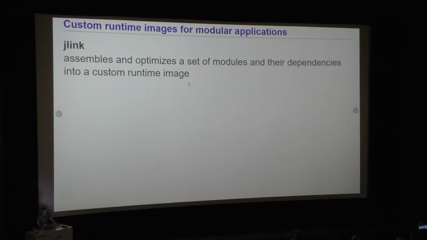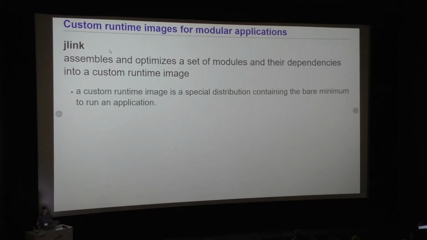Another thing you may want to do is to create a custom runtime image for your modular application. And you can do this using the JLink tool, which has been introduced in Java 9. A custom runtime image is a distribution that contains only the modules required by your application. So it is smaller than a distribution containing all the JDK modules available in the standard edition platform. You can also create your own Java runtime environment with only the modules you need.